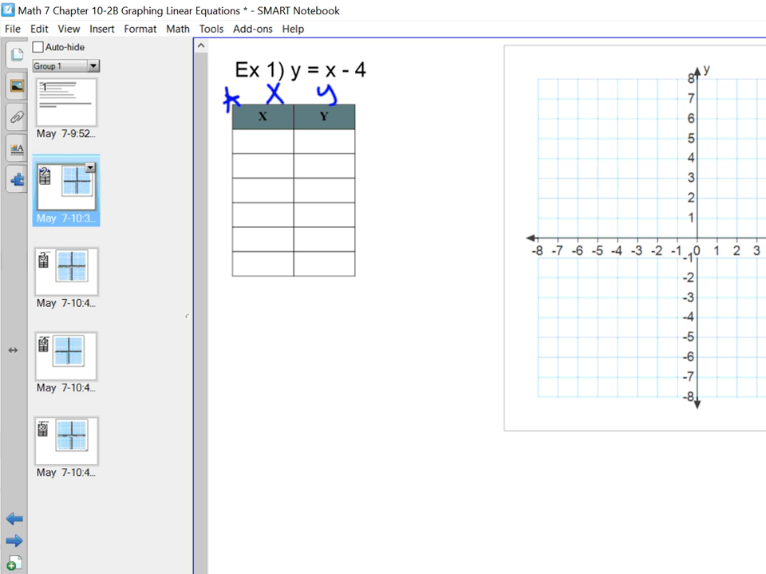Our linear equation here is y equals x minus 4. Now I'm going to remind you too that subtraction means to add the opposite. And sometimes it's going to be easier to think of this as y equals x plus a negative 4. Or you can do the old, put the line through the negatives to the subtraction sign and then add a negative if that helps you.